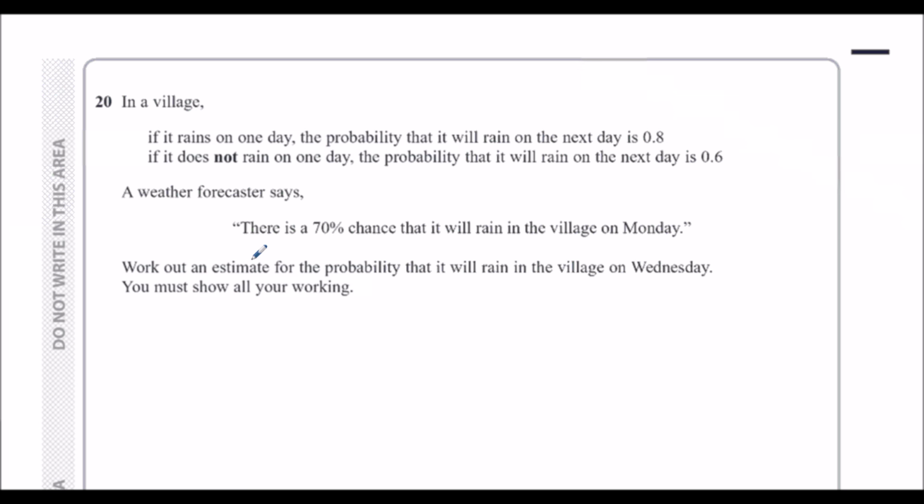Question 20. In a village, if it rains on one day, the probability that it will rain on the next day is 0.8. If it does not rain on one day, the probability it will rain the next day is 0.6. A weather forecaster says there is a 70% chance it will rain on Monday. Work out an estimate for the probability that it will rain on Wednesday.